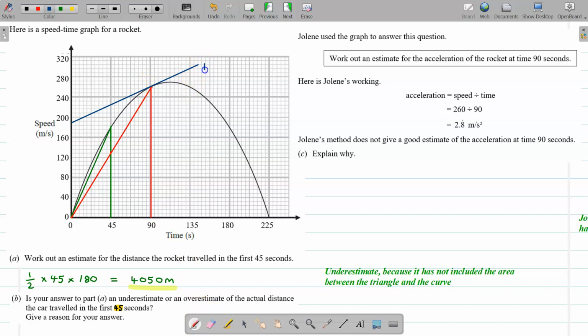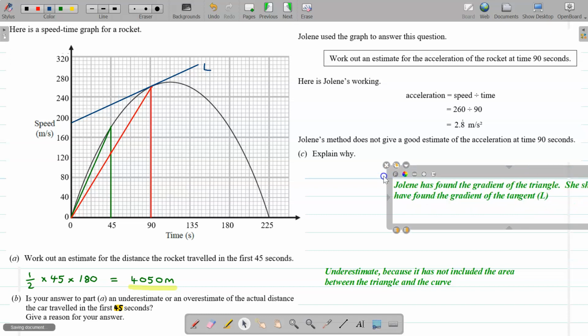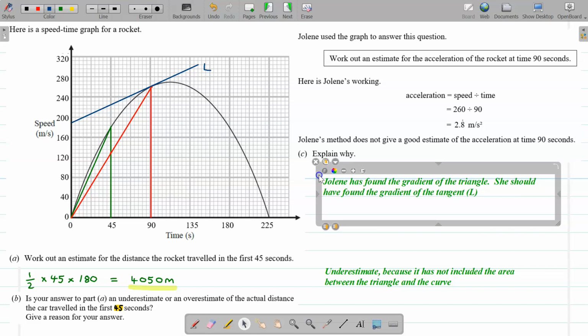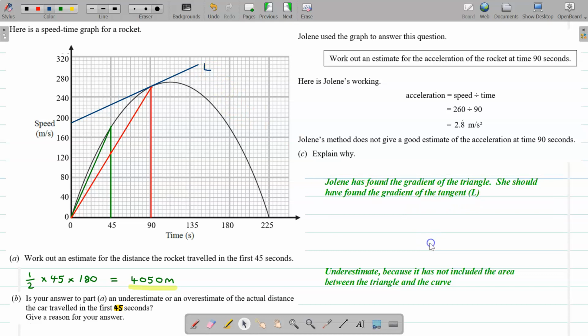Now we don't actually need to write out or work out what that gradient is. We could do it by just constructing a triangle around it. But all I need to do is explain why Jolene's method is wrong. So what I'm going to say is this. I'm saying what she has done. Jolene has found the gradient of the triangle. She should have found the gradient of the tangent, which I've called L. And that would get me the mark for that question.